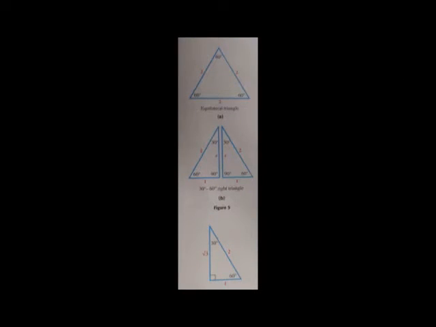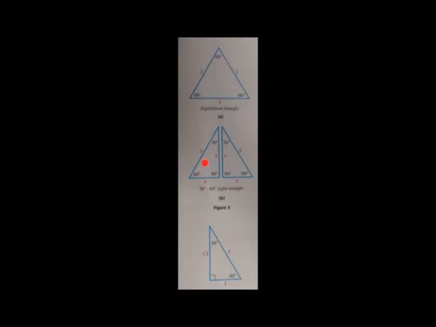Okay, so we have an equilateral triangle here at the top, which means that all the lengths of the sides are the same. So notice the lengths of the sides are 2, 2, and 2, and the angles are all 60s. And what we're going to do is cut that triangle in half into two 30, 60, 90 triangles.